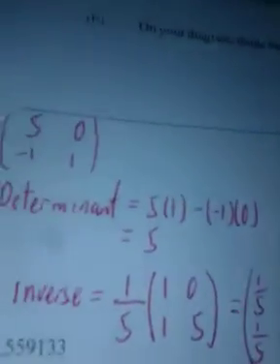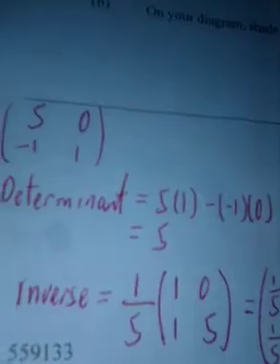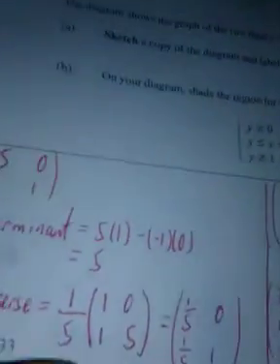Now I just multiply everything in here by 1/5. 1/5 times 1 is 1/5. 1/5 times 0 is 0. 1/5 times 1 is 1/5. And 1/5 times 5 is going to be 1. So now I have the inverse.